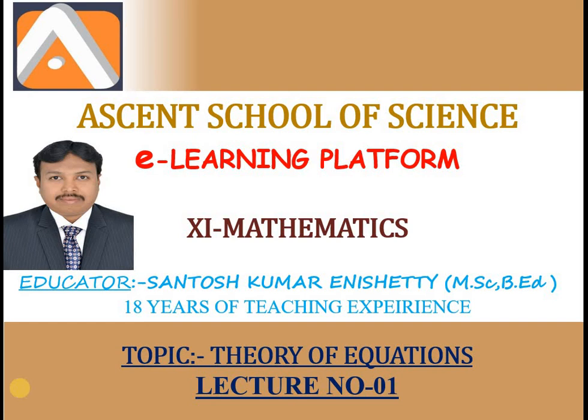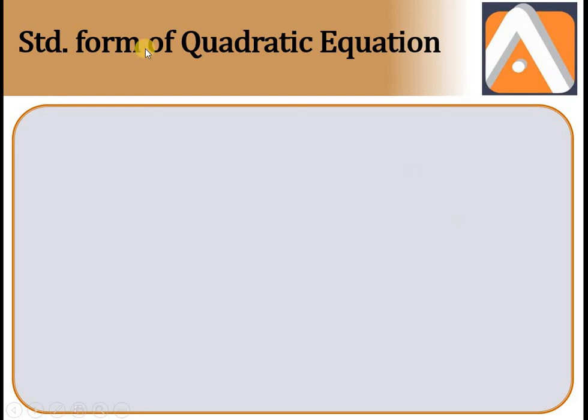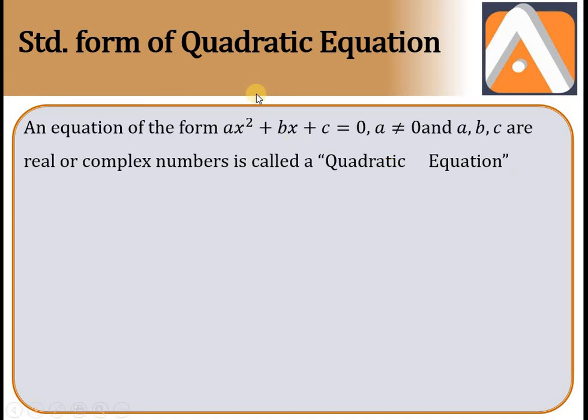In the first lecture we will discuss only basics, which are related to 10th standard and which will be useful in 11th standard as well. So let us start. The standard form of a quadratic equation. I think most students know the standard form of a quadratic equation, that is ax square plus bx plus c. In 10th standard you studied this equation, where a, b, c are coefficients which are real numbers.